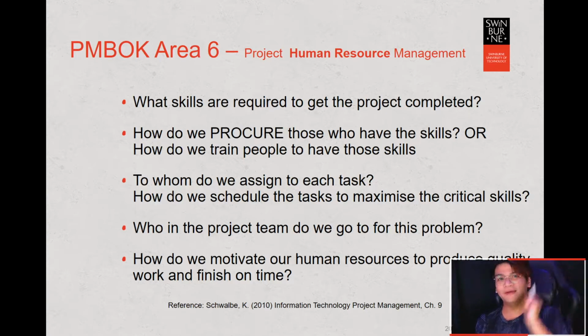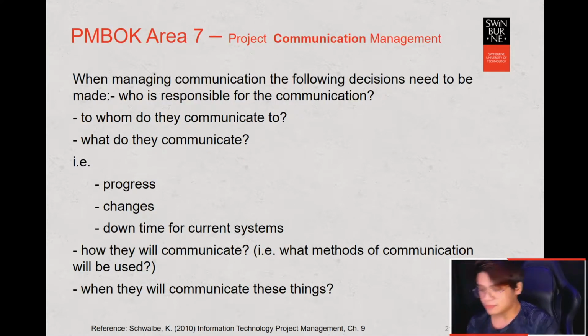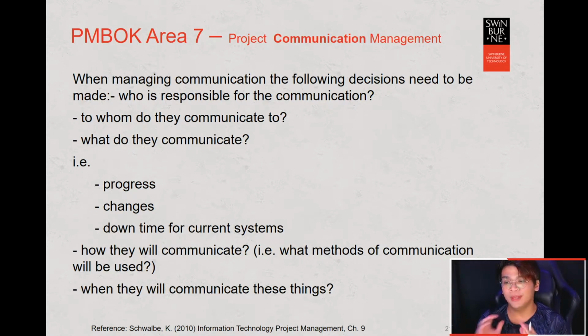PMBOK area 6. Next we have area 7, which is project communication management. When managing communication, the following decisions need to be made. Who is responsible for the communication? To whom do they communicate? What do they communicate? Is it about the progress, about the changes in the project, about downtime of the current system? How will they communicate, and when will they communicate these things?